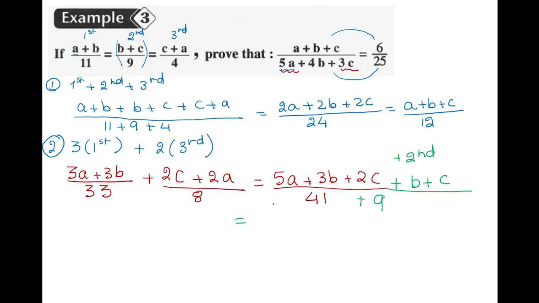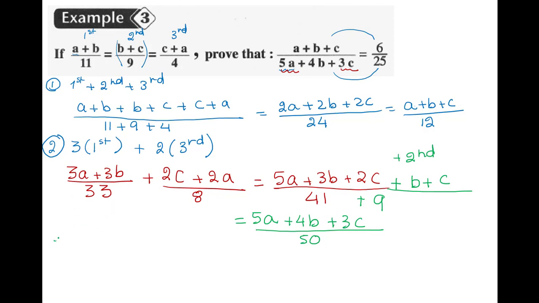So this will give me 5a as it is. It will give me the 4b that I need, and it will give me the 3c over 41 plus 9 is 50. Now I have this part is like the numerator here, and this part, the second part, is like the denominator. Then I'm just going to fix the fractions to see my final answer.